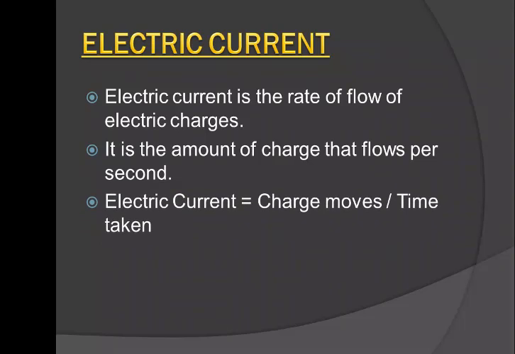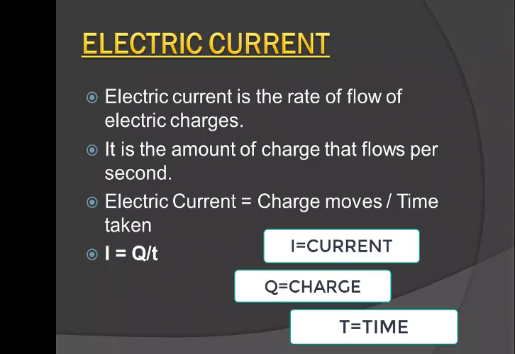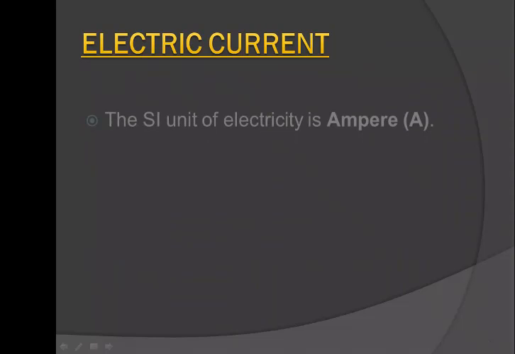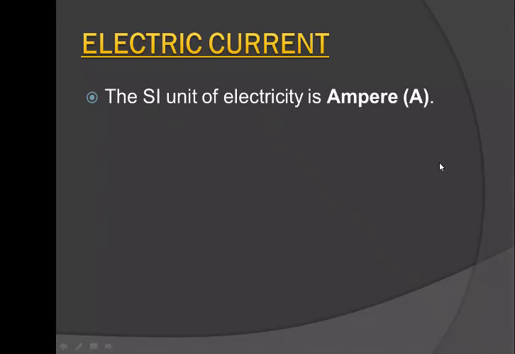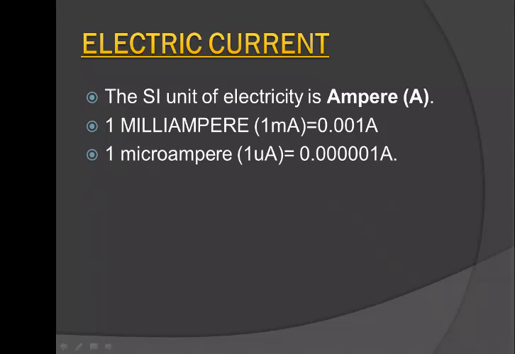So here is the formula: electric current is equal to the charge that moved divided by the time taken. In symbols, I equals Q over T, where I stands for current, Q for the charge and T for the time taken. The SI unit of electric current is the ampere, represented by A. These are some of the subdivisions of the ampere values.